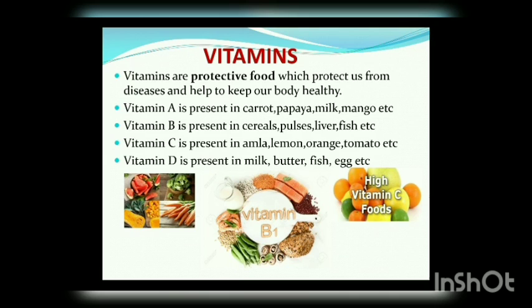Vitamin C is present in citrus fruits like amla, lemon, orange, tomatoes, etc. And vitamin D is present in milk, butter, fish, etc. In addition to that, we can get vitamin D by sitting in sunlight too. Means in the presence of sunlight, our body itself prepares some amount of vitamin D. So these are some of the vitamins which help us to protect our body from diseases and remain healthy.